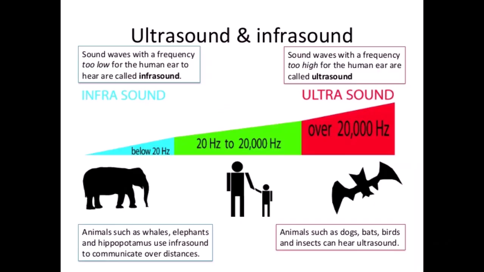Ultrasound and infrasound. Sound waves with frequency too low for the human ear to hear are called infrasound. Sound waves with frequency too high for the human ear to hear are called ultrasound. Animals such as whales, elephants, and hippopotamus use infrasound to communicate over distances. Animals such as dogs, bats, birds, and insects can hear ultrasound, but we can't. We got gypped.